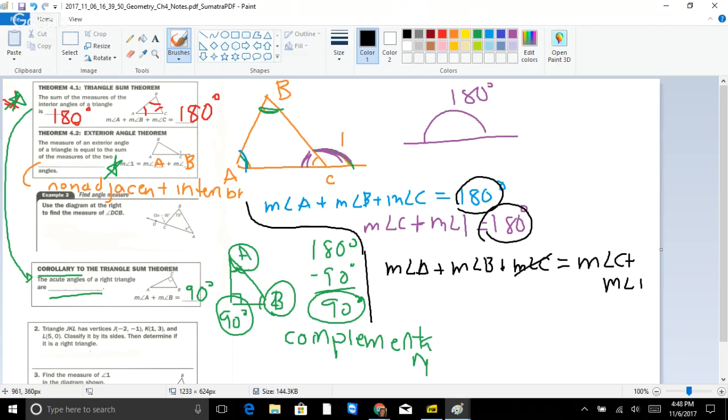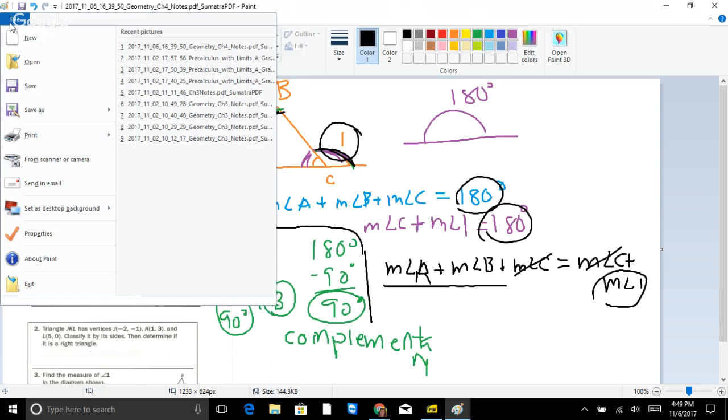All right, so I cross off my C's because I have a C on both sides, and I end up with my theorem. The measure of angle A plus the measure of angle B equals the measure of angle 1. So it's just a cool little theorem that lets you find an exterior angle based off of the two interior angles that it doesn't meet at. All right, so now that we've reviewed those theorems, let's actually do some problems with them.